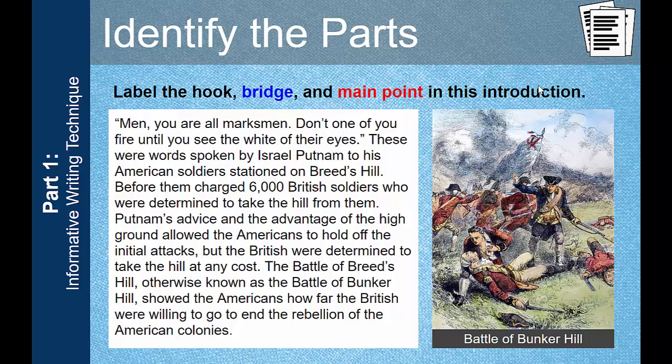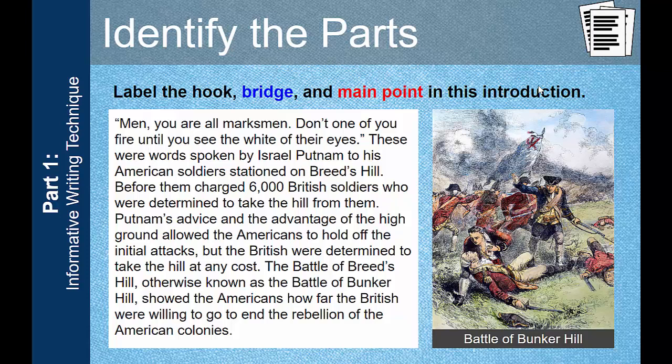Men, you are all marksmen. Don't one of you fire until you see the white of their eyes. These were words spoken by Israel Putnam to his American soldiers stationed on Breed's Hill. Before them charged 6,000 British soldiers who were determined to take the hill from them. Putnam's advice and the advantage of the high ground allowed the Americans to hold off the initial attacks, but the British were determined to take the hill at any cost. The Battle of Breed's Hill, otherwise known as the Battle of Bunker Hill, showed the Americans how far the British were willing to go to end the rebellion of the American colonies.